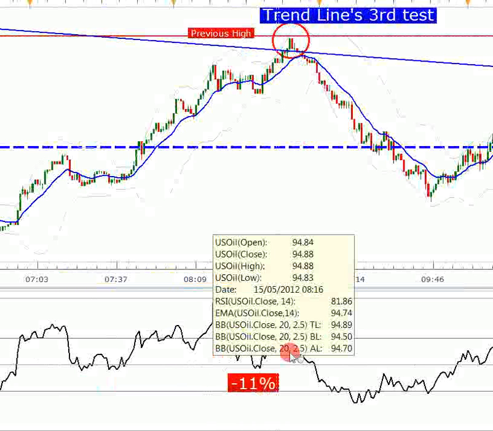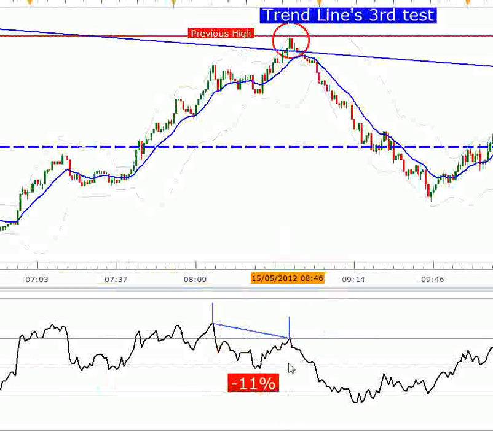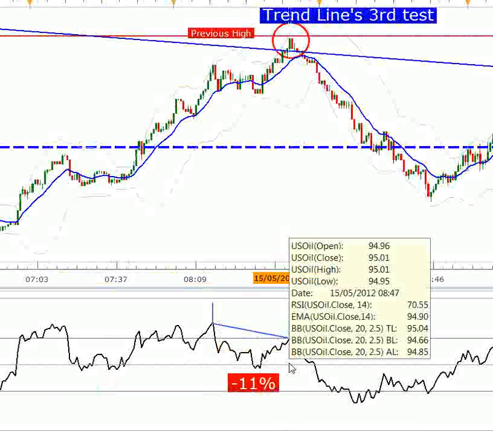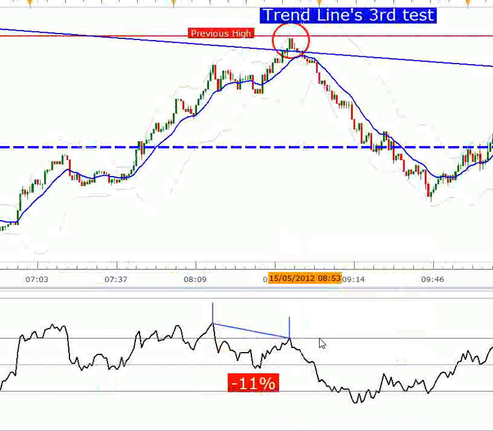So RSI drops from 81.9 to 70.55. Now, it didn't cross the 70% boundary, which is overbought. It's 70.55, and my back testing shows that signals more than 5% that cross either the 70 or the 30 levels, which is oversold, gives the strongest signal for price reversal.